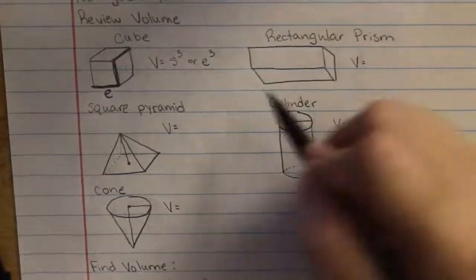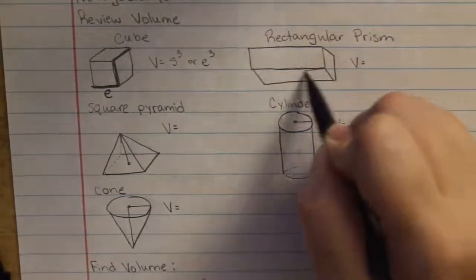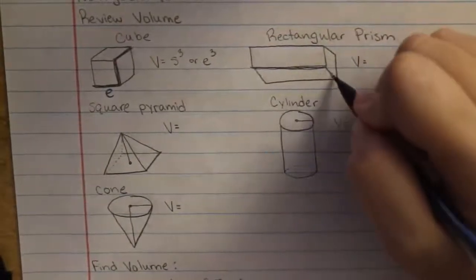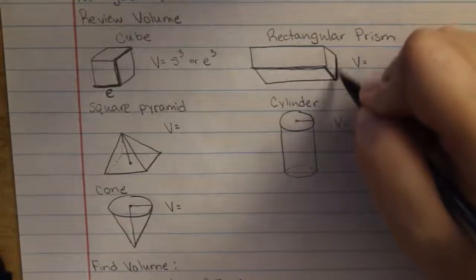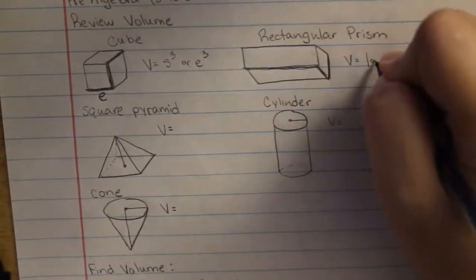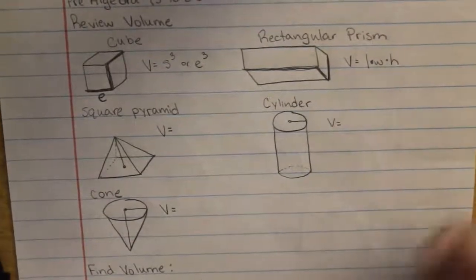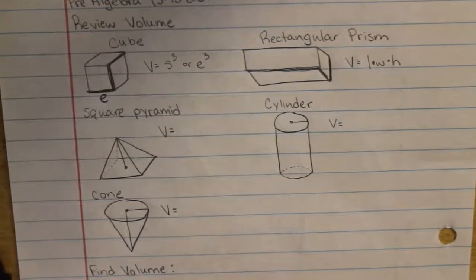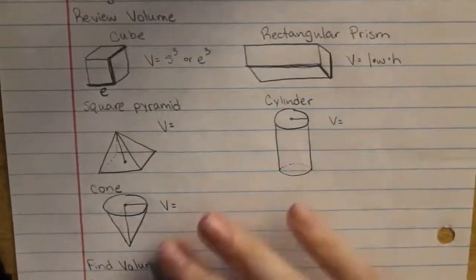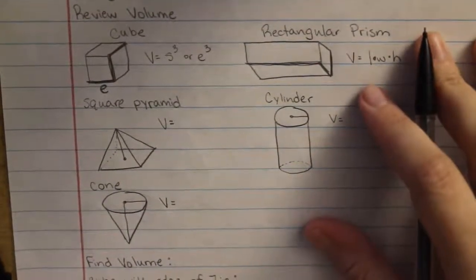Okay, for a rectangular prism, we've got length times our width times our height. So the only thing we're adding in here is height because it is becoming a 3D shape. So just keep that in mind. We're just adding another dimension to this.